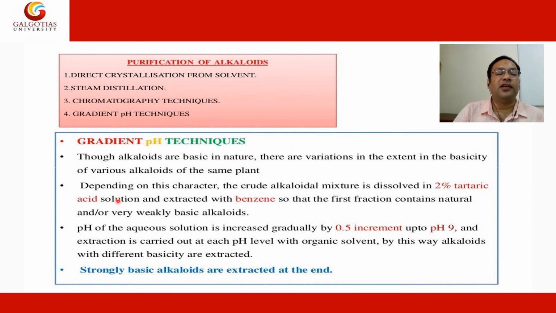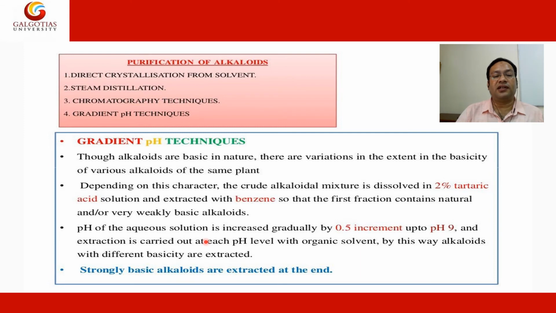Purification of alkaloids. Purification is done by direct distillation from solvent, steam distillation, chromatographic techniques, and the gradient pH technique. Direct distillation, steam distillation and chromatographic techniques are very useful. In the gradient pH technique, alkaloids are basic in nature, and there is variation in the extent of basicity of the various alkaloids of the same plant.